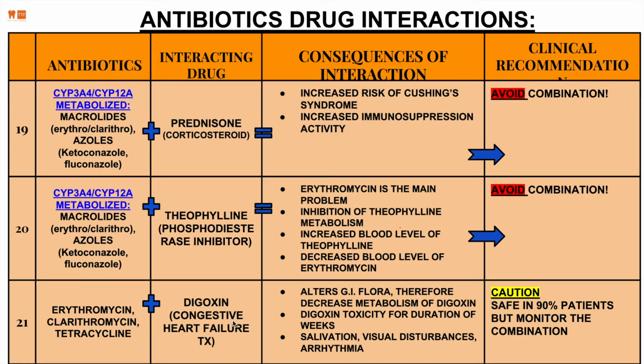Okay, so moving on. Erythromycin, clarithromycin, or tetracycline. When they're mixed with digoxin, we have altered GI flora. So these antibiotics will alter the GI flora. So what? Well, therefore, it decreases the metabolism of digoxin. Digoxin toxicity takes place, and for a duration of weeks, not just immediately. It leads to salivation, visual disturbances, and arrhythmia.